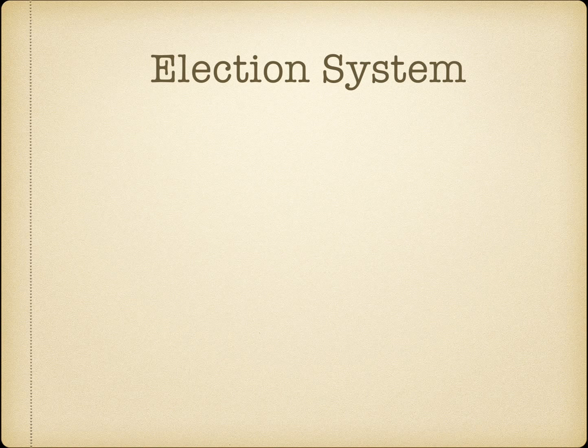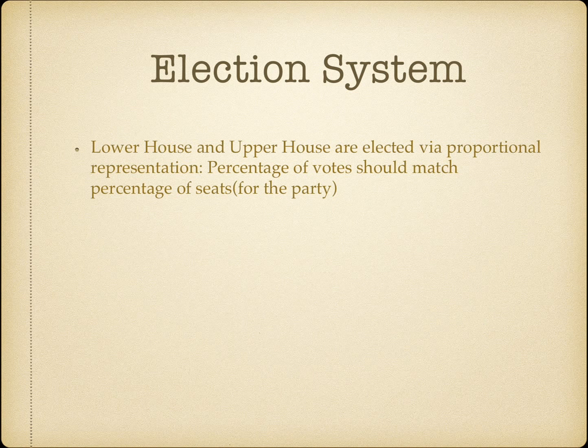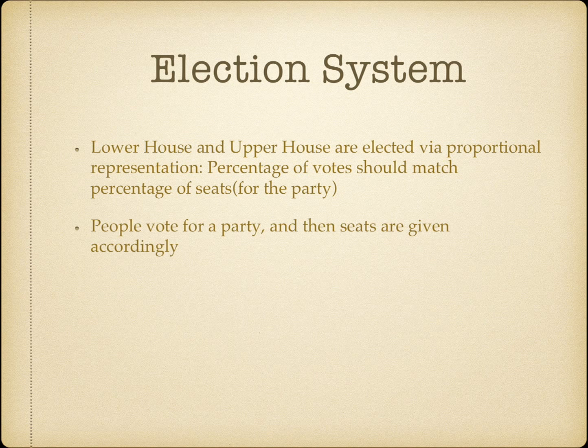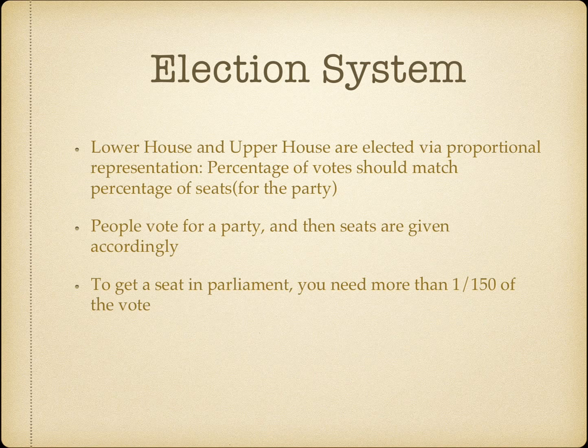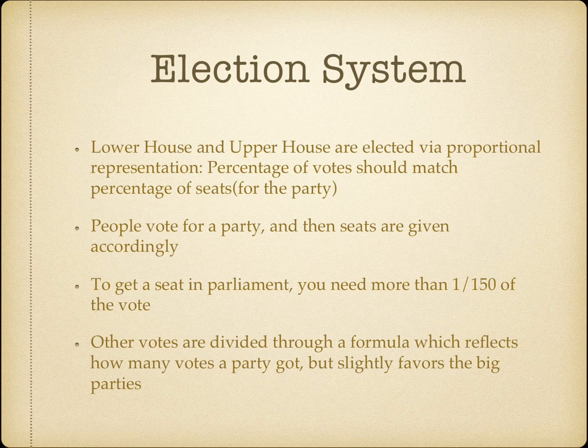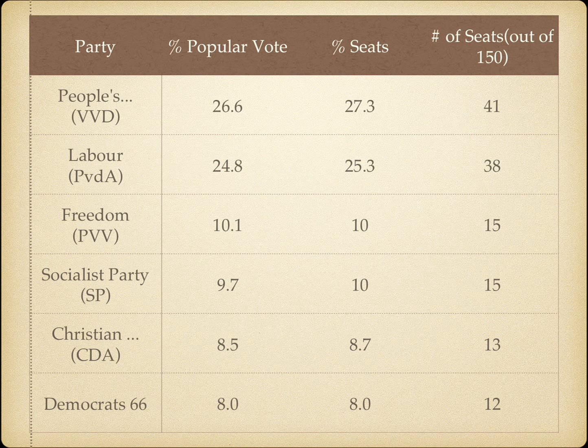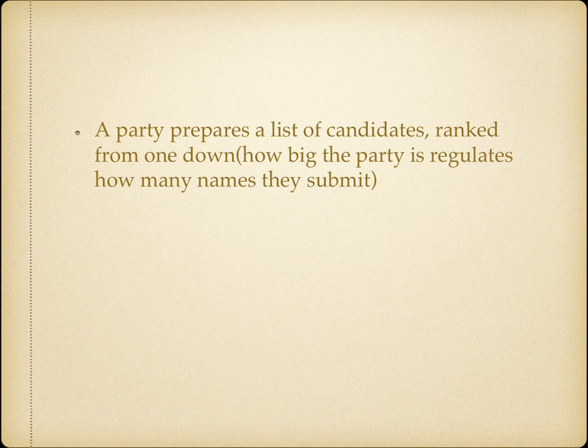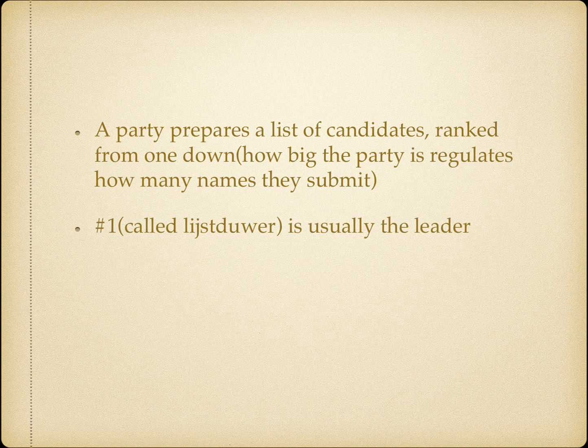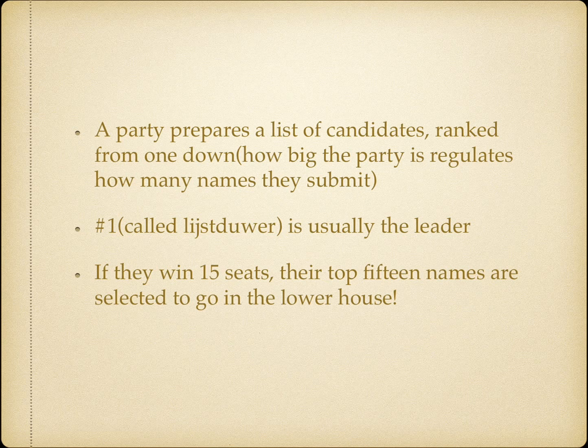The voting system used is called proportional representation, which means that the percentage of votes should match the percentage of seats. Citizens vote directly for political parties, and to get a seat you need at least 1 over 150 of the vote, and the votes are divided mostly proportionally. This table shows that for the most part, percentage of popular vote reflects the percentage of seats a party gets. But how does one know who those seats go to? Well, before the election, a party prepares a list of candidates ranked from 1 down, and if they get 15 seats, the 15 seats are given to the top 15 people.